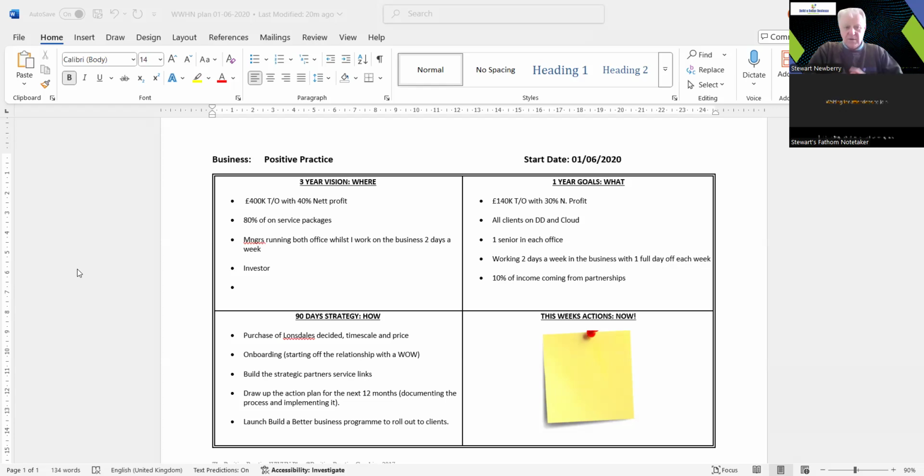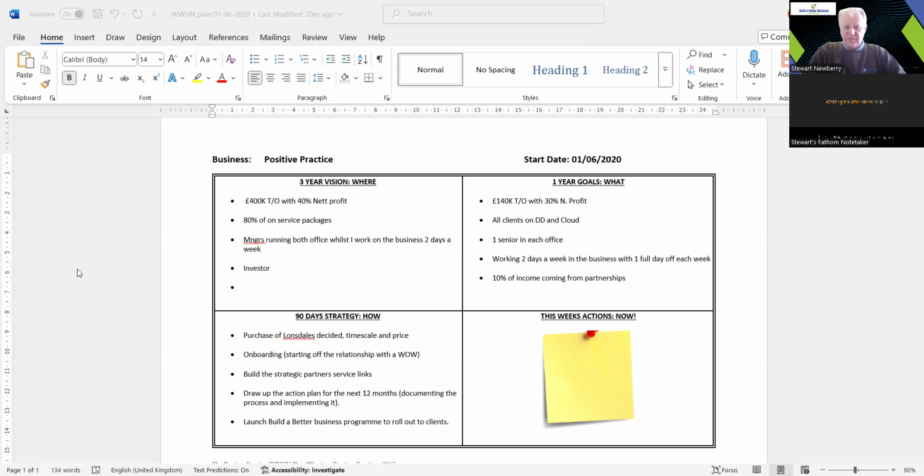In this case, purchase of Longsdale's, decided timescale, price. Onboarding, building a strategic partnership link. Then that strategic partnership link links back to income coming from partnerships. I need to build those links before I can actually achieve income. So these are not objectives, these are tasks.